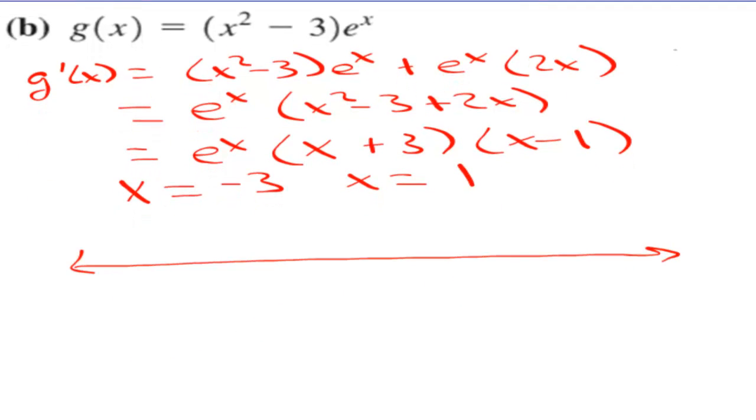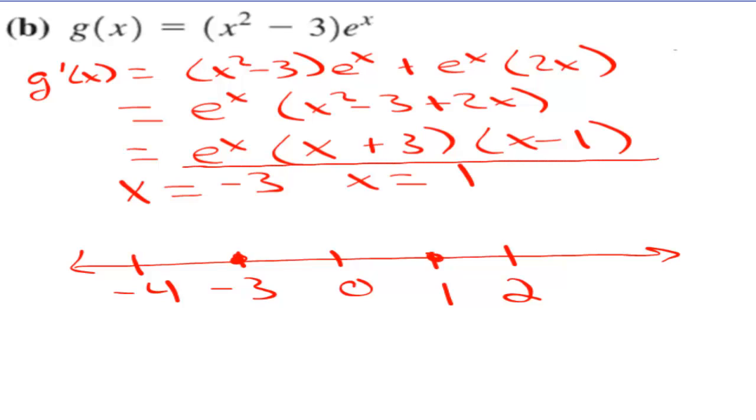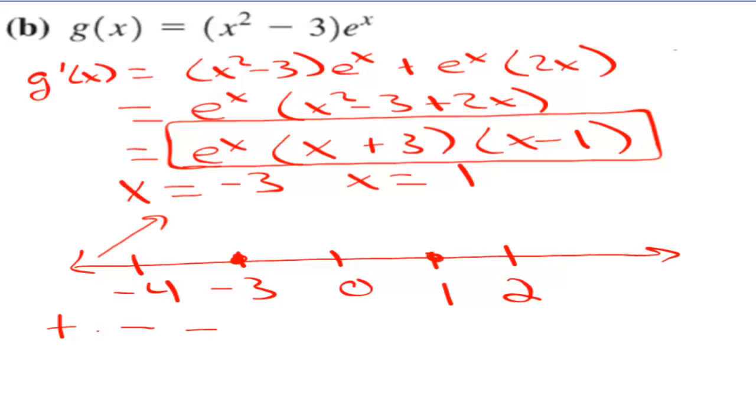Let's put those on a number line. We have -3 and 1 as potential candidates, and we'll test -4, 0, and 2. Now we're going to plug these into the derivative. This is a nice place to plug into, because then we can just get positives and negatives. E to the -4th, e to anything is positive, so we have a positive times -4 plus 3, which is negative, and -4 minus 1 is negative. So this function is increasing up to -3. E to the 0 is 1, positive, times a positive times a negative. This function decreases from -3 to 1.